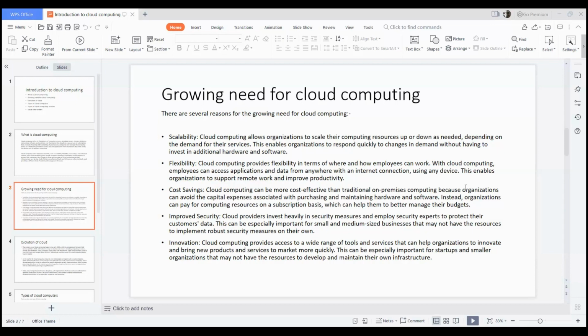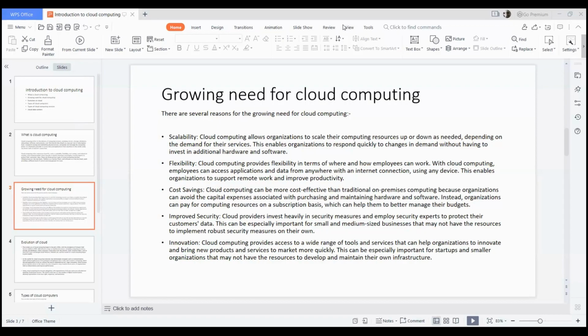There are many companies offering VPN, like ExpressVPN and HMA VPN. Let me show you one VPN also. I have this premium VPN. This is HMA.